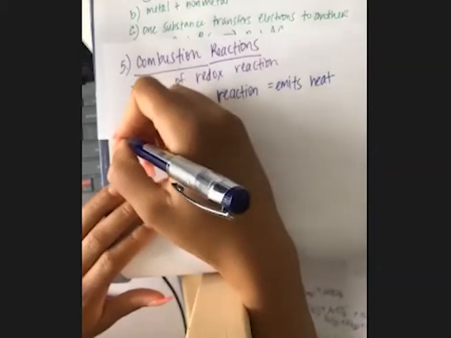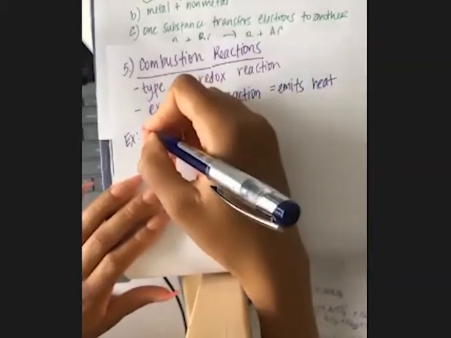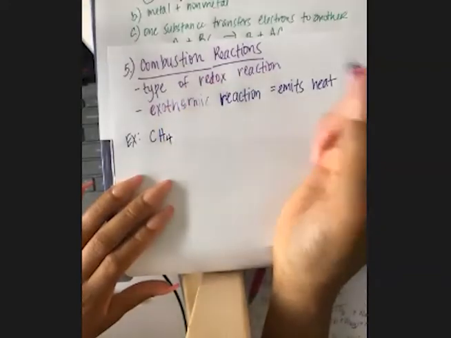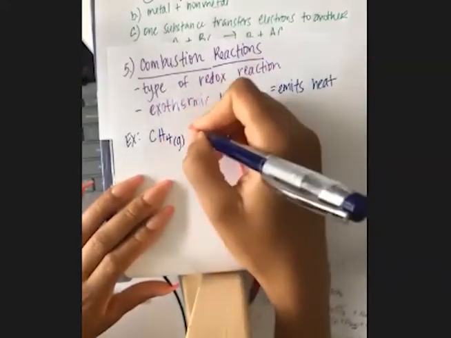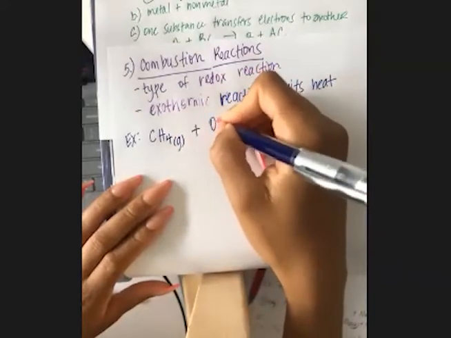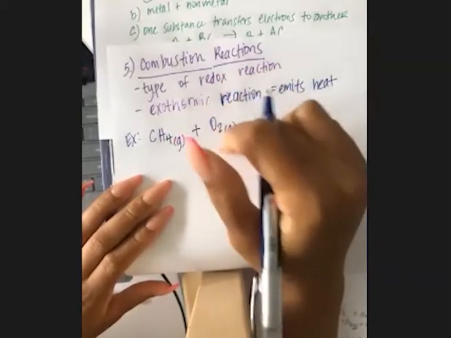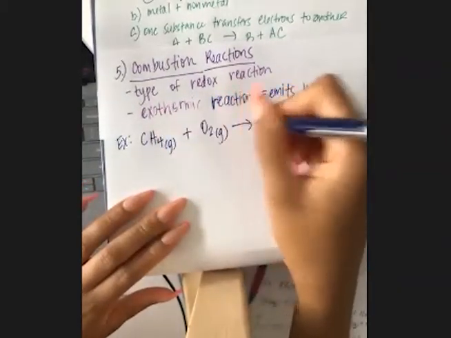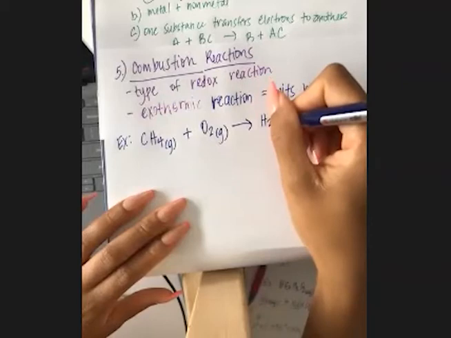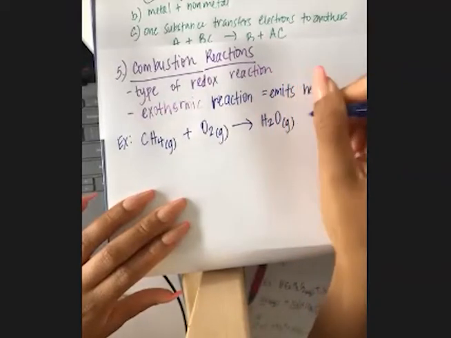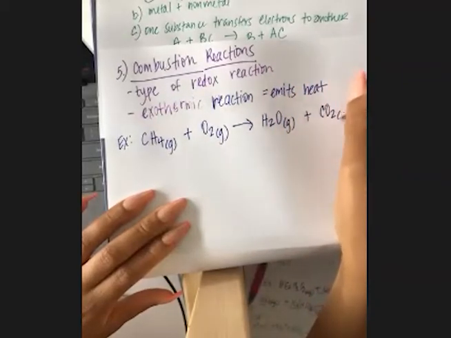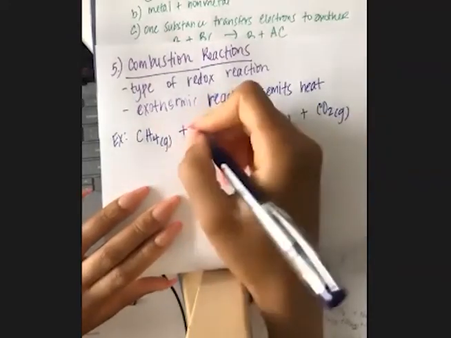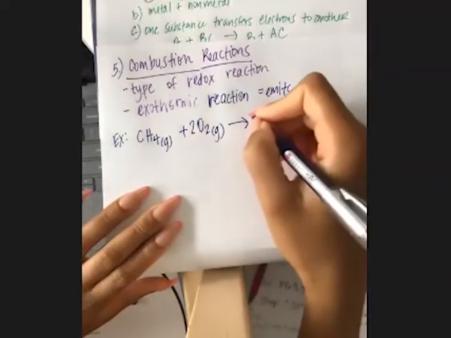So, an example, if I have a carbon hydrogen containing compound like CH4, remember this is methane gas. Methane gas in the presence of oxygen gas. And remember, anytime you've got the O2 here, that makes it a redox reaction. It's always going to form water, which is a gas, plus carbon dioxide, which is a gas as well. If I balance this properly, it should look like this, 2H2.